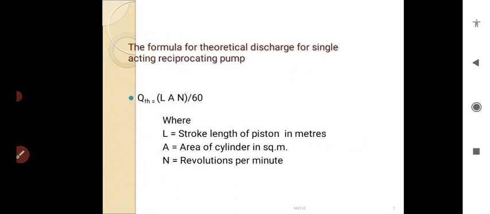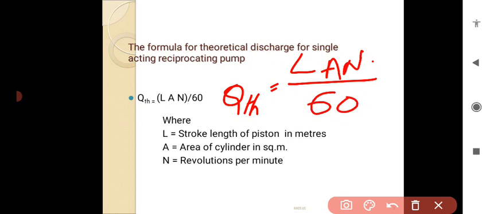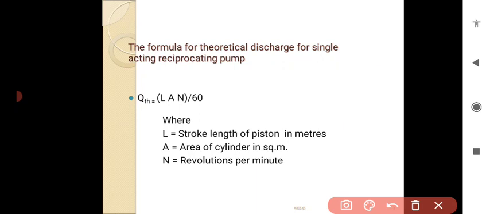The formula for theoretical discharge for a single acting reciprocating pump, which we already discussed, is Q theoretical equal to LAN by 60. Q is equal to capital LAN by 60. This is the formula to find the theoretical discharge, where L is the length of the stroke of the piston in meters, A is the area of the cylinder, N is the number of revolutions.